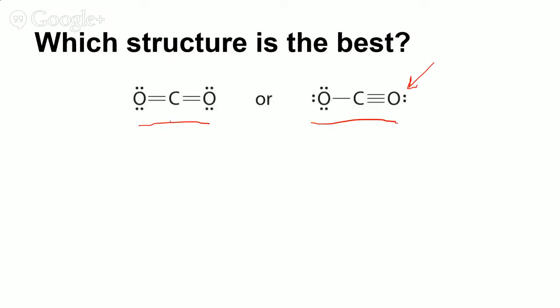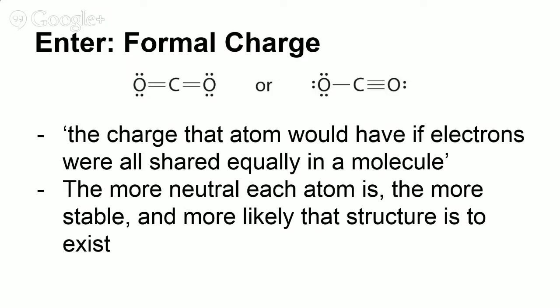Why is the first one usually what we draw? They both satisfy the octet rule, right? Carbon has 8 electrons, oxygen has 8, that oxygen has 8. They all satisfy the octet rule. So which structure is the best? Which one are we going to draw? Which one actually exists? All right, enter formal charge. That's why we're going to learn about formal charge. It'll help us figure out which structure is more likely to exist.